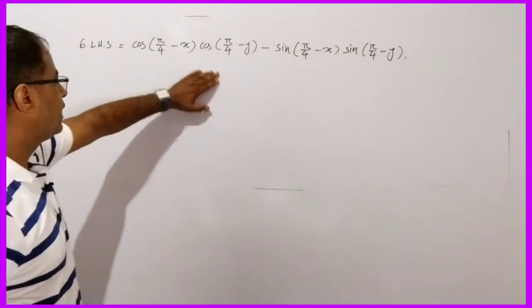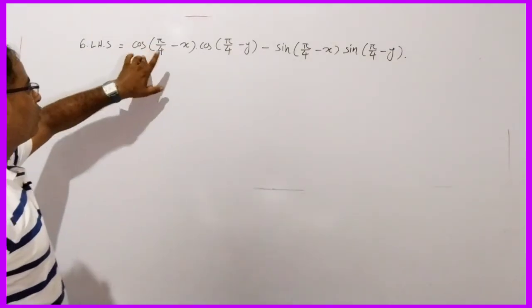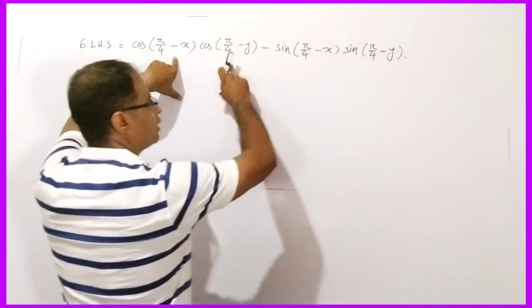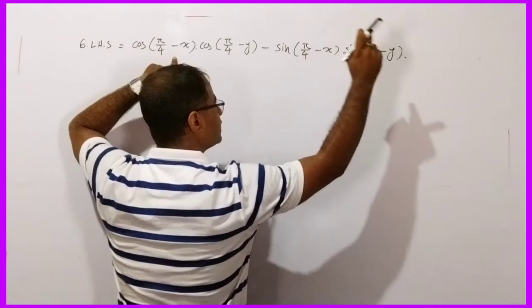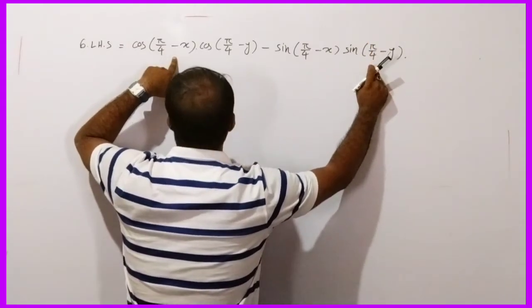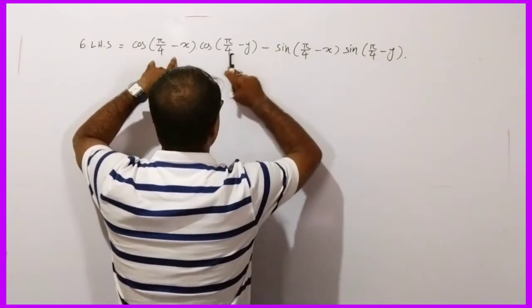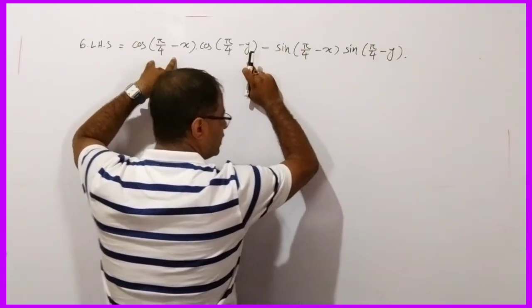Which is in a specific form: cos of pi by 4 minus x, cos of pi by 4 minus y, sin of pi by 4 minus x, sin of pi by 4 minus y. Now imagine pi by 4 minus x is a and pi by 4 minus y is b.